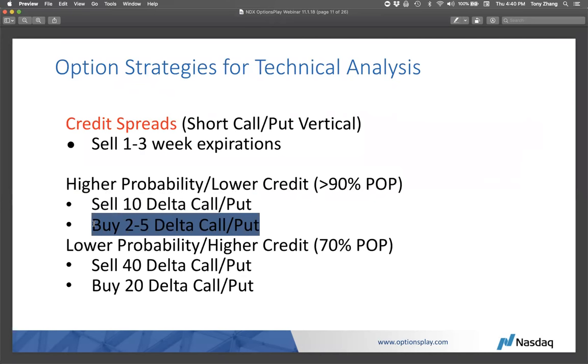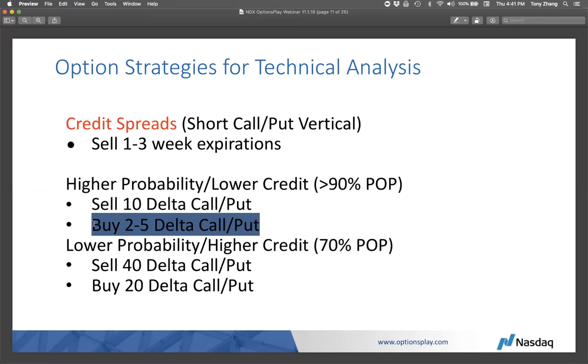We see a lot of these trade all day long on symbols like NDX. These typically have probability of profits well over 90%, some of them 95, 98, 99% we've even seen. These are where you're collecting very small amounts of credits, but they have a very, very high probability of profit. They do come with a lot of risk.